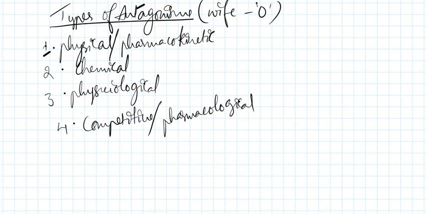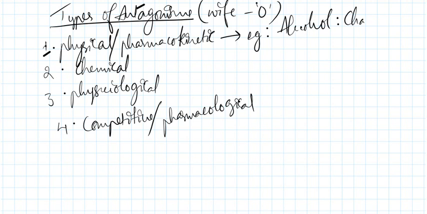Now, physical antagonism is observed where, in which example? For example, in alcohol poisoning, where we give charcoal as an antidote. So it physically absorbs the alcohol component. It just absorbs it. So it's a physical antagonism example.